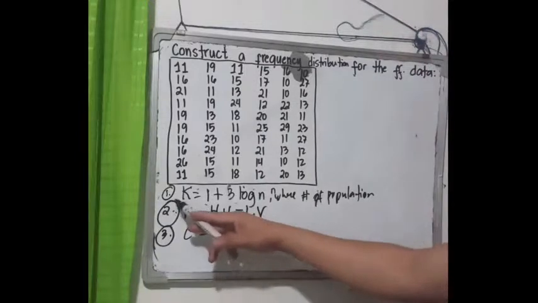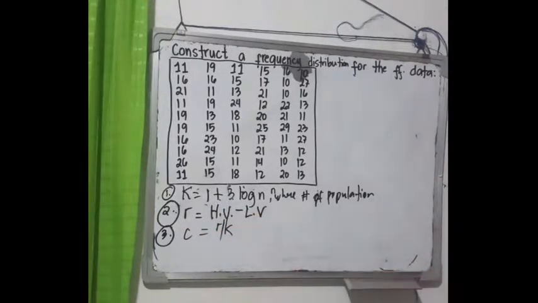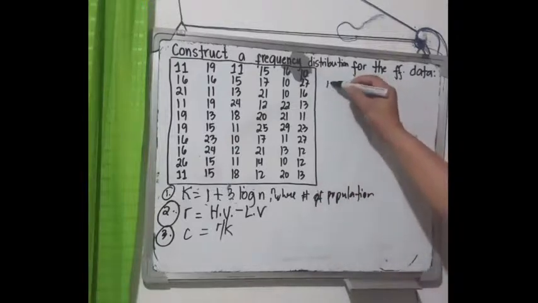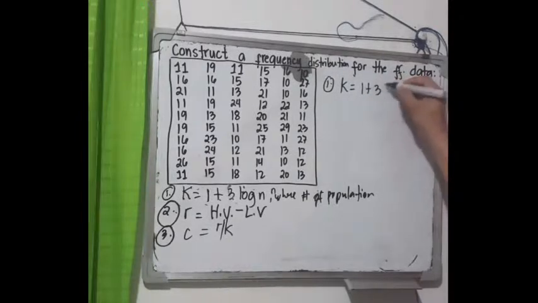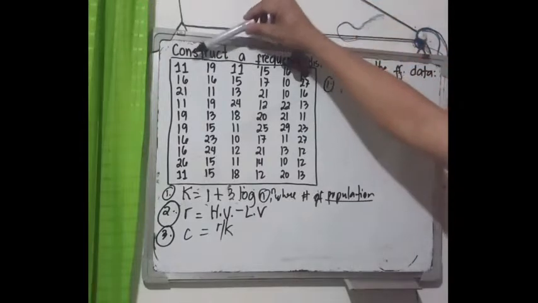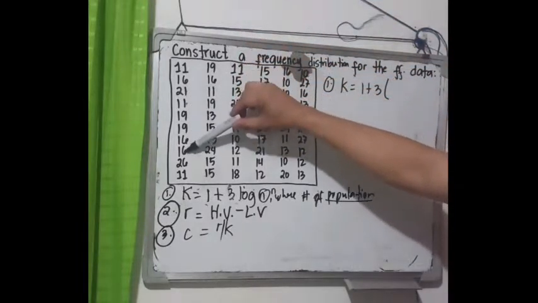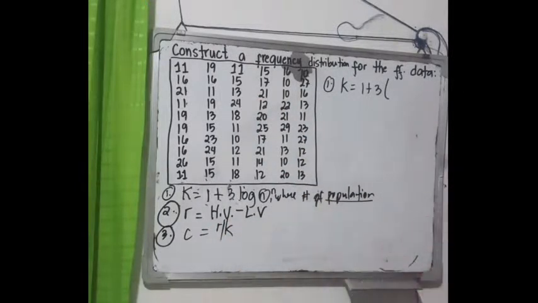First, let's look at step number 1, that is 1 plus 3 log n. We need to find the value of k. So 1 plus 3 times the value of log n. The n is the number of population. How many are there in all? So 1, 2, 3, 4, 5, 6, 7, 8, 9, 10, and 1, 2, 3, 4, 5, 6. So 6 times 10, that is 60. So that is log 60, the value of n is 60.